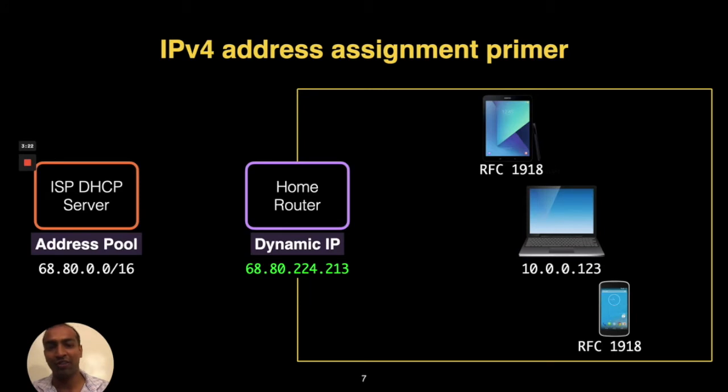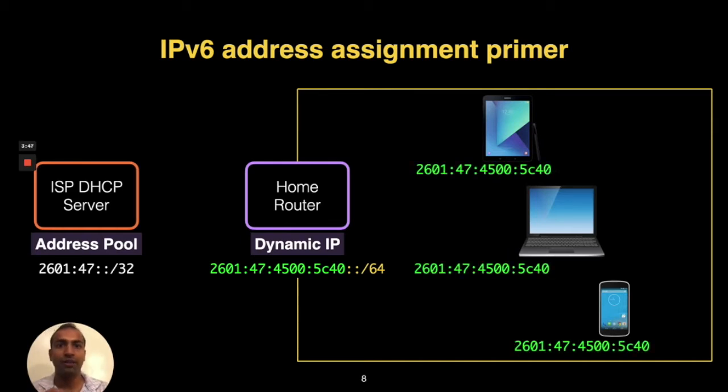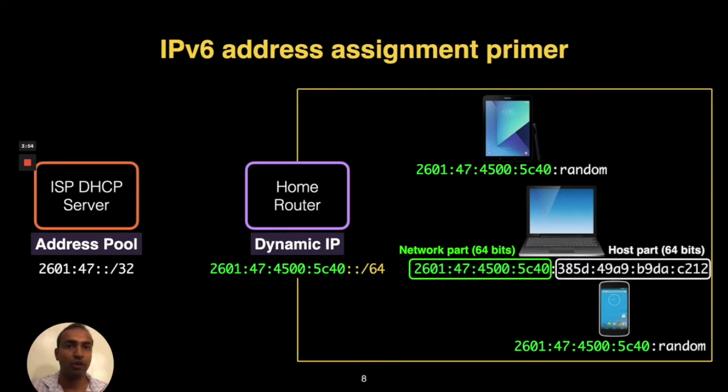Let us now contrast this scenario with IPv6. Similar to v4, the home router requests addresses from the ISP when it boots up. However, instead of assigning a single IP address as done in v4, the server now assigns an entire prefix. In this example, the server has assigned a /64 prefix to the home router. Devices in the home now use this /64 prefix to obtain the 64-bit network part of their addresses. They generate the 64-bit host part component of their IPv6 addresses autonomously.